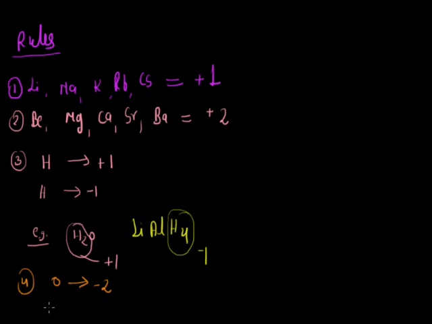Now the fourth rule is that the OS of oxygen in general oxides is minus 2. But in the case of peroxides, for example H2O2, or compounds in which there is direct bonding between O and O, these types of compounds are called peroxides, and in these peroxides the OS of oxygen becomes minus 1.